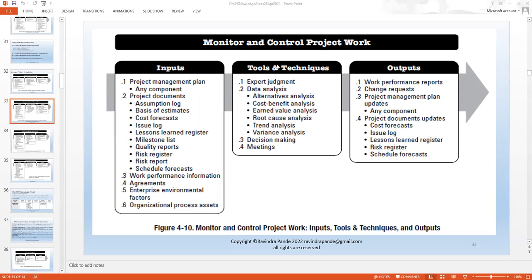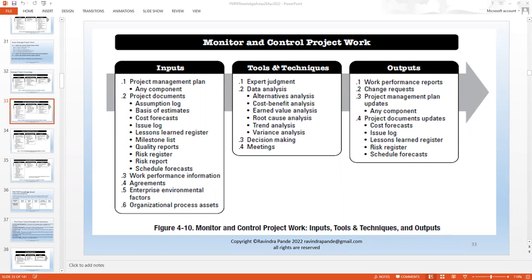Then we have quality reports. These are the reports produced after an audit has been performed. After the audit, we normally form a report, similar with risk, similar with issues, and so on and so forth. So if there's a risk audit, we'll have a risk report. The risk register is just a list of risks with a couple of other parameters included, like risk description, risk occurrence probability, risk weightages, and so on.